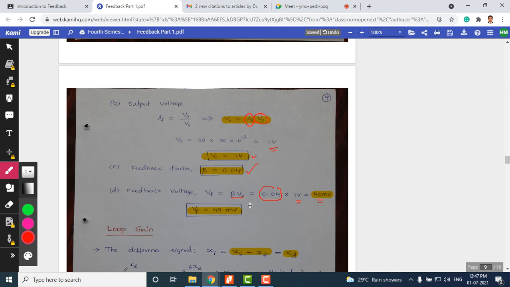Now, look here, the output voltage is 1 volt, and only a fraction of this we are going to feed back into the input. So that is why beta decides the amount of feedback here. It is not 40%, it is 4% actually. So 4% of the output is given back to the input here.